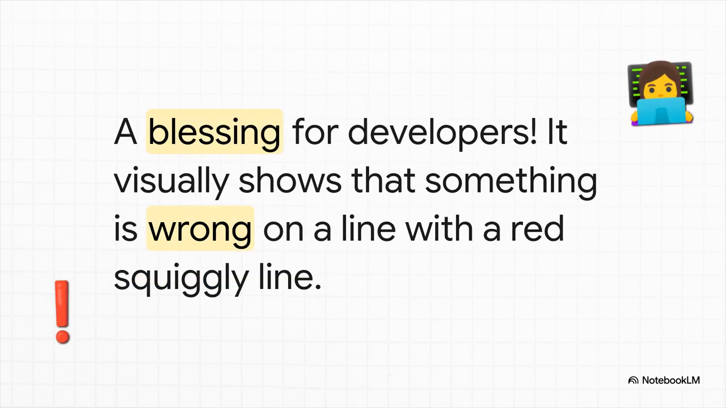And this right here, this is every developer's best friend. Seriously, error highlighting. You see that angry little red squiggly line? That's your IDE yelling, "Hey, something's wrong right here," before you even try to run your program. This feature alone saves an unbelievable amount of headache and time.